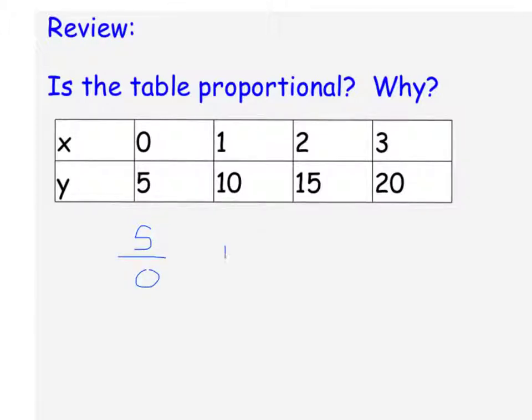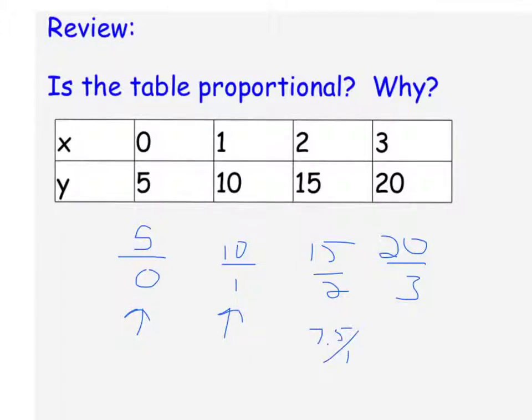5 to 0, 10 to 1, 15 to 2, 20 to 3. Well, this doesn't make sense as a unit rate. 10 to 1 already is a unit rate. 15 to 2, 15 divided by 2 is 7.5 over 1. And 20 to 3. Clearly these are not proportional because all of the unit rates are not the same. So no, this does not show a proportional relationship.